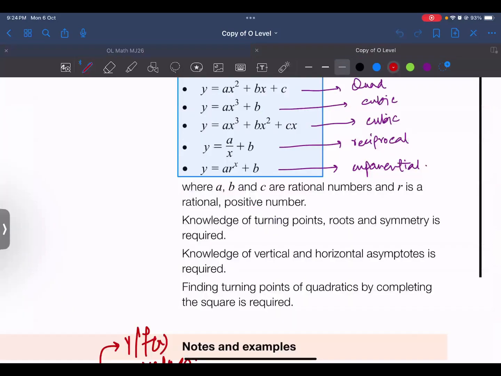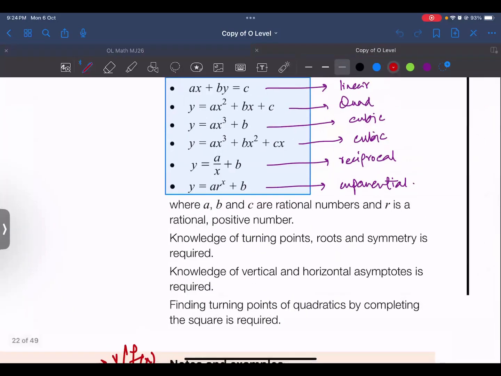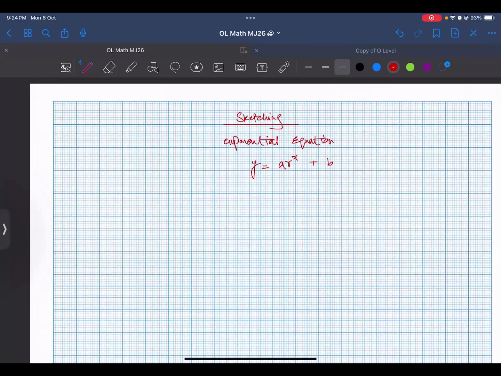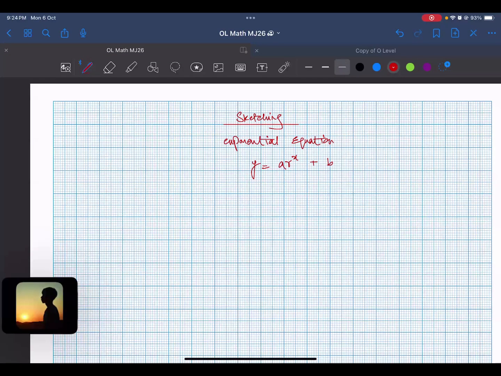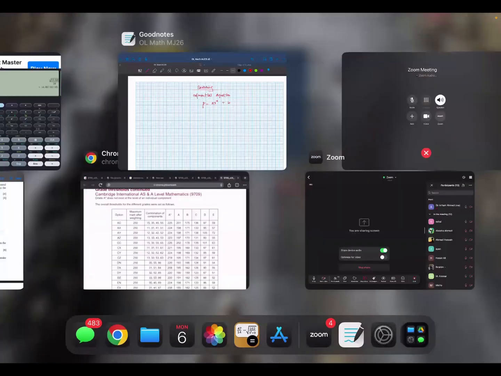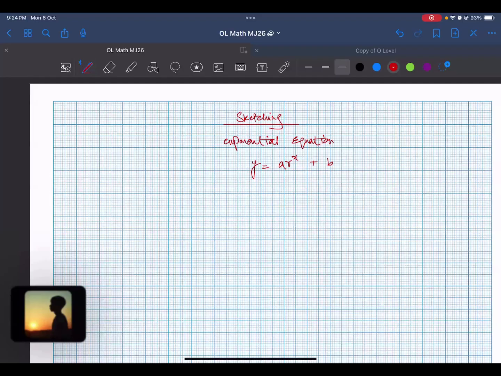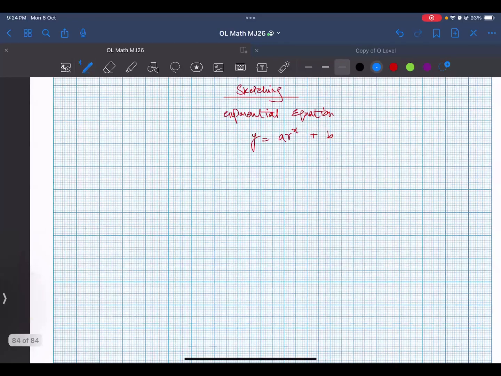where r, they are telling you that r is a positive number. R is a rational positive number. It cannot be negative. It can be rational, means it can be integer, it can be whole number, it can be a fraction as well. So it doesn't matter. And r power x and a and b.